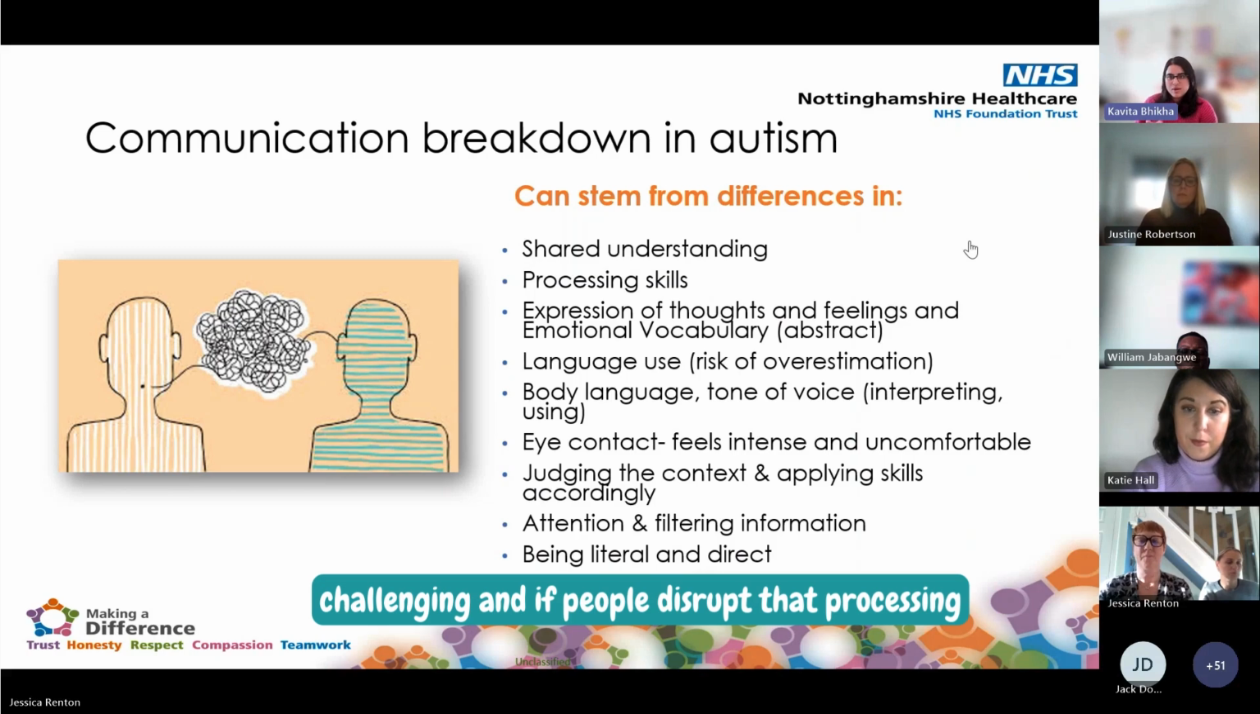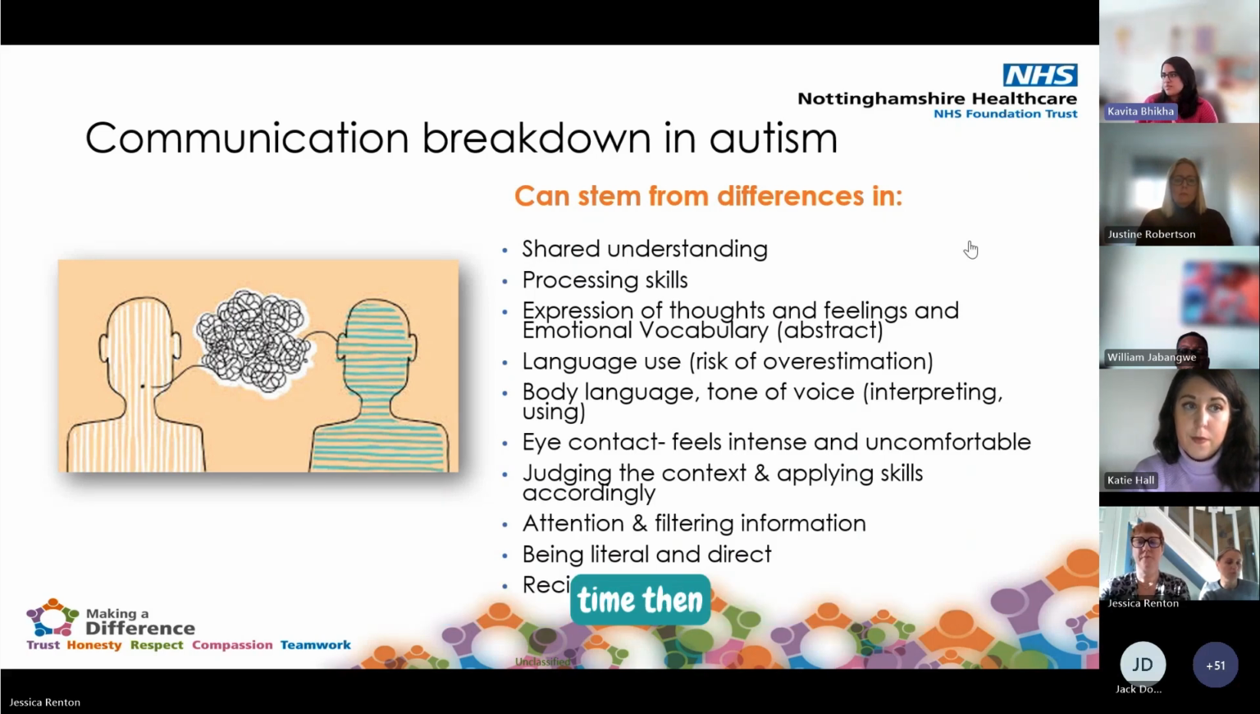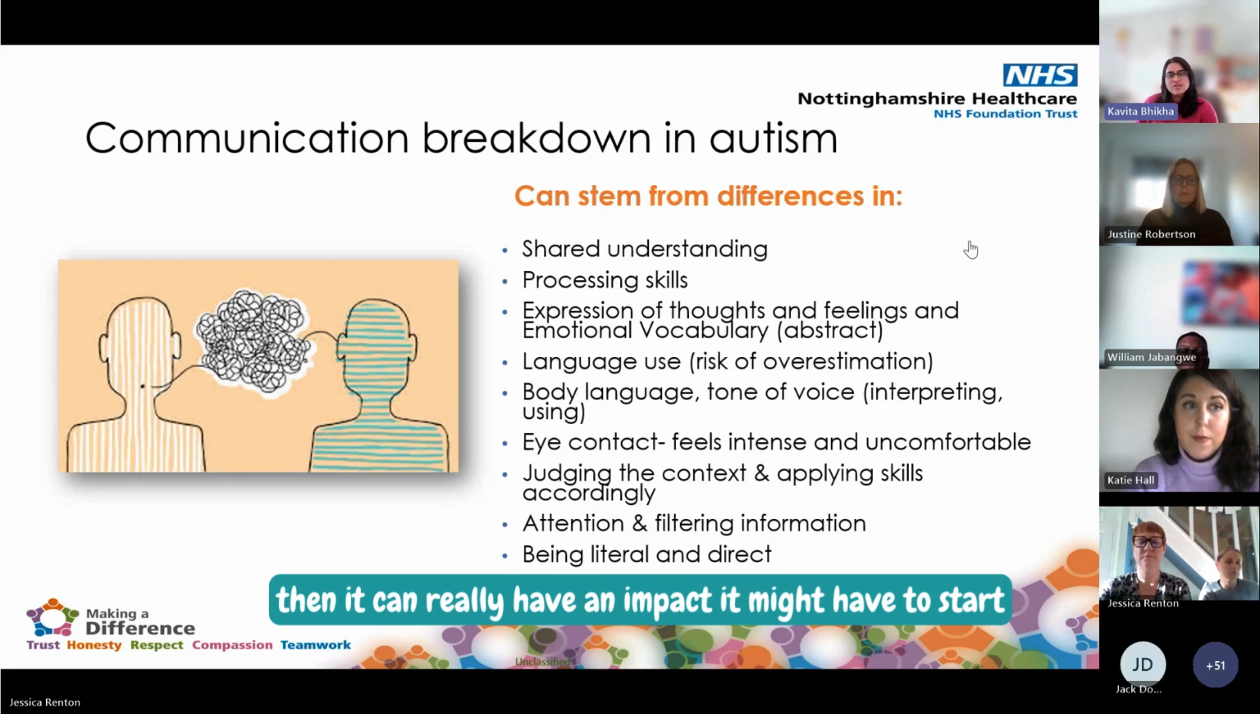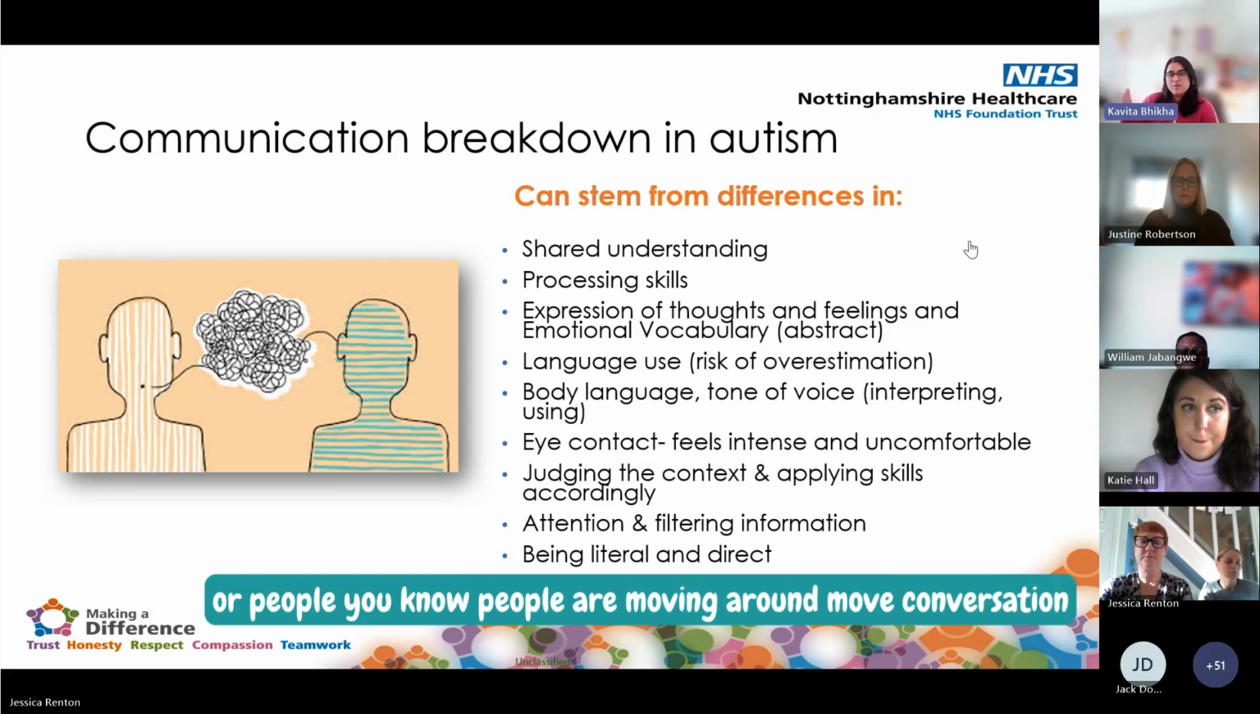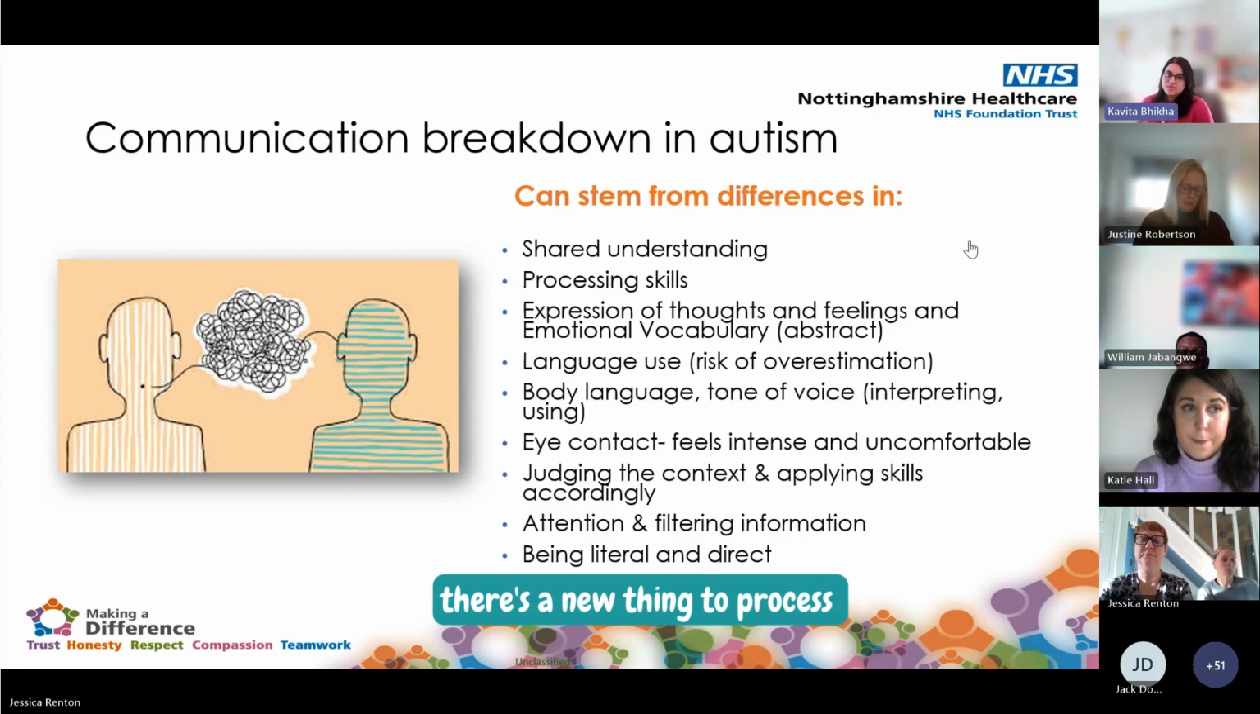And if people disrupt that processing time, then it can really have an impact. It might have to start all over again, for example. Or people have moved on in the conversation, and there's a new thing to process.